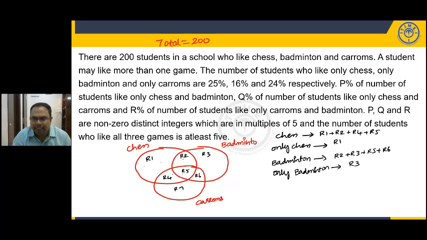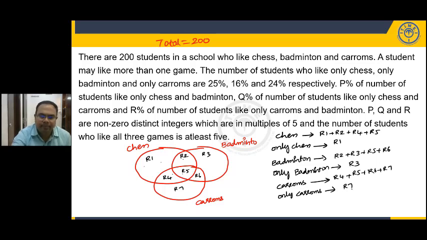R3. Caroms. R4 plus R5, region 6, region 7. Only caroms. R7. Right? Then, can you tell me what is this region?